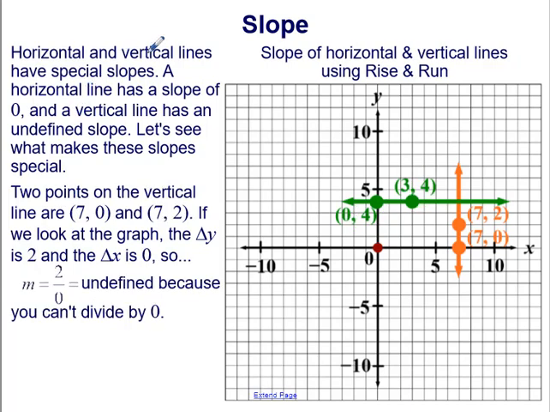Very similarly, 2 points on the vertical line we have here are 7, 2, and 7, 0. If we look at the graph, the delta y, the change in y, is 2, and the change in x, delta x, is 0. Again, there's no left or right, there's no horizontal change. You have the same x value of 7 in both points. So if we look at that within the formula, m equals delta y over delta x. So 2/0, well, that's undefined because you cannot divide by 0. So the slope of any vertical line is undefined.